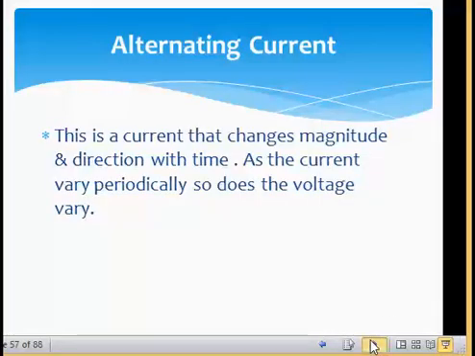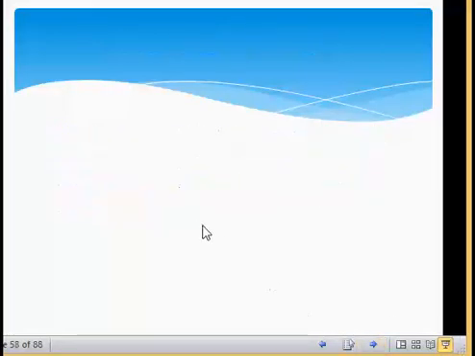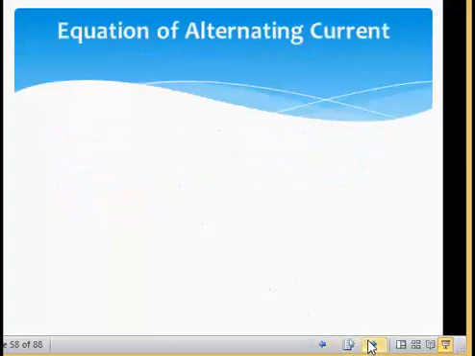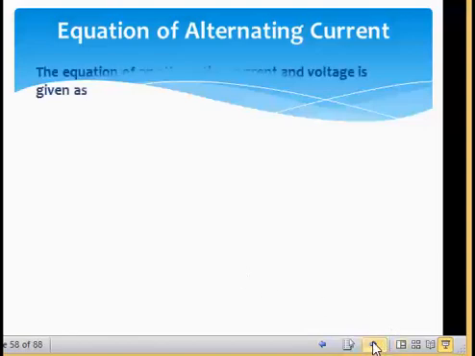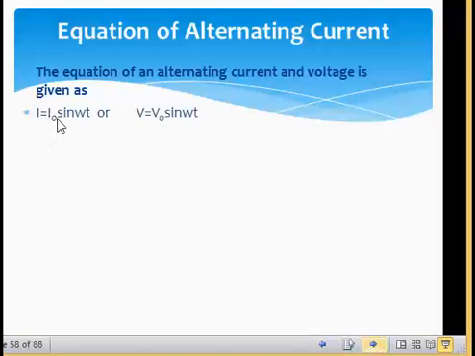All right, let's proceed. Now let's look at the equation of an alternating current. The equation of alternating current is given as, for I, I equals I0 sine omega t. Then for voltage, V equals V0 sine omega t.